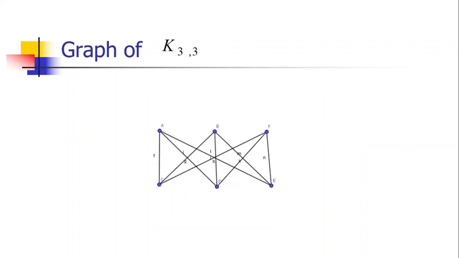The second example is K33. There are 3 vertices in V1 and 3 vertices in V2. The total number of vertices is 3 plus 3, which is 6, and the total number of edges is 3 into 3, whose product is 9. So it is the second example, K33, and it is called a complete bipartite graph.